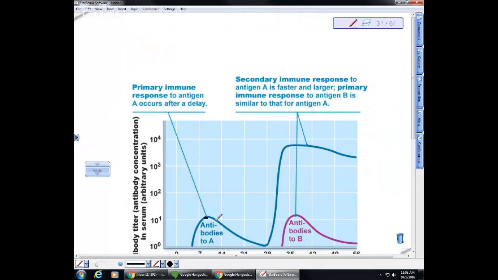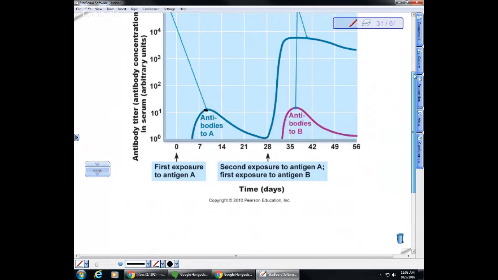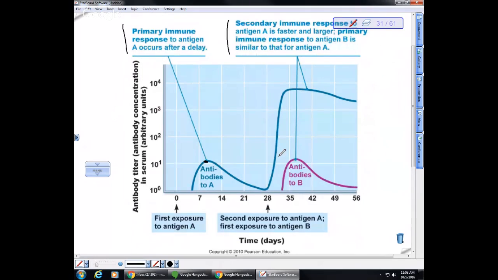So then when I'm re-exposed to, say, real smallpox, what is going to happen? What is this called when you get a second exposure, or maybe sometimes you get a second vaccination? Does anybody know what the second vaccination is called? A booster, right?